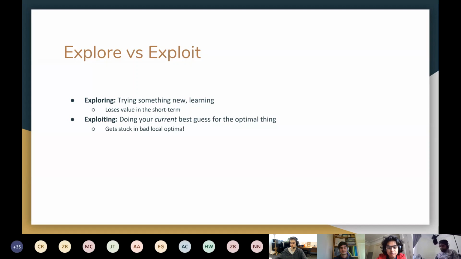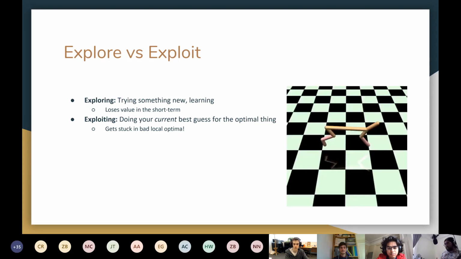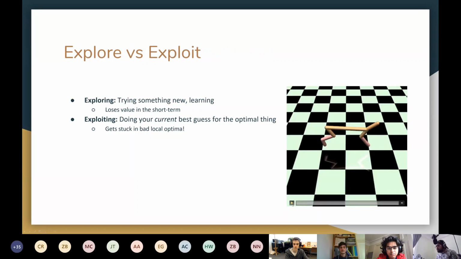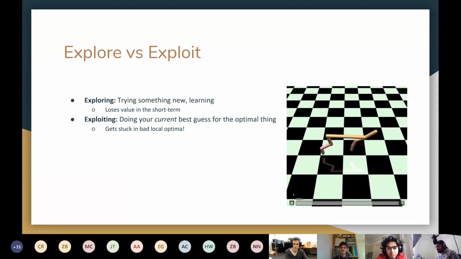With reinforcement learning, this is a really important thing to bear in mind, because it's really easy to get stuck in bad local optima, meaning you find a strategy, the strategy is kind of okay, there are much better strategies, but it's hard to go from your current strategy to a better one.